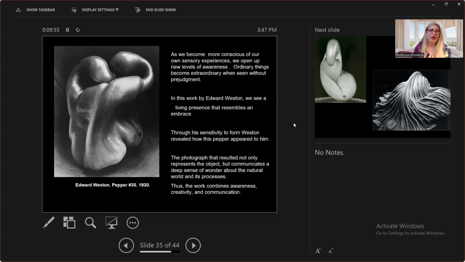As we become more conscious of our own sensory experiences, we open up new levels of awareness. So many of you guys have eaten a pepper before, right? But I want y'all to notice we can use that word figurative here. It's not human, but yet it takes on this reference. It looks kind of like living things embracing each other, you know, it seems to be nestled or something. So it's got this figurative quality about it.